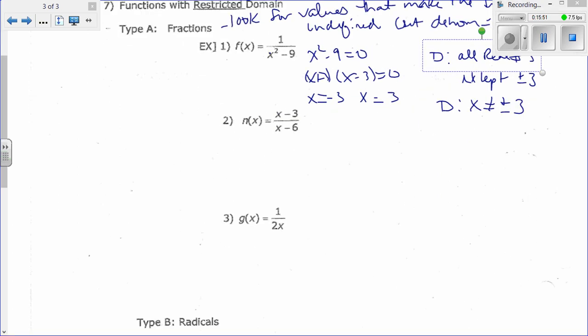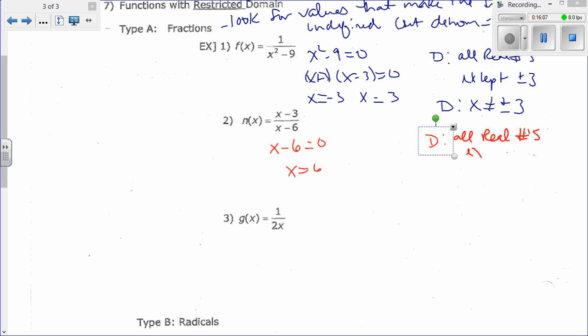The next denominator is simply x minus 6. Set that equal to 0. So x is equal to 6. So my domain is all real numbers again, except 6. Or x cannot equal 6.